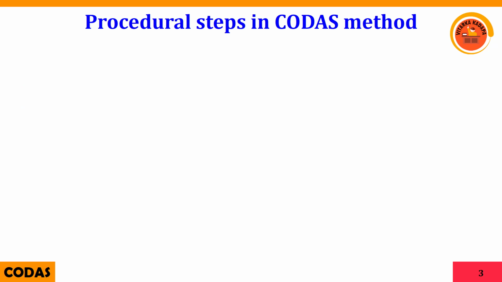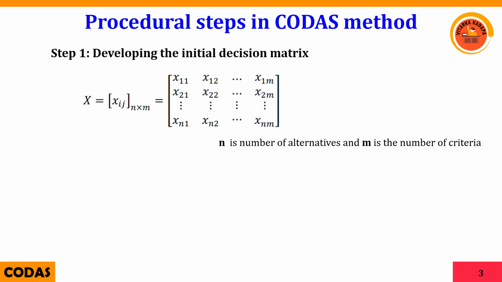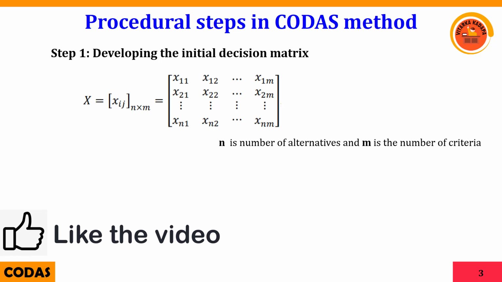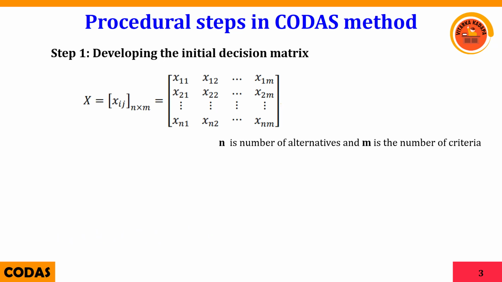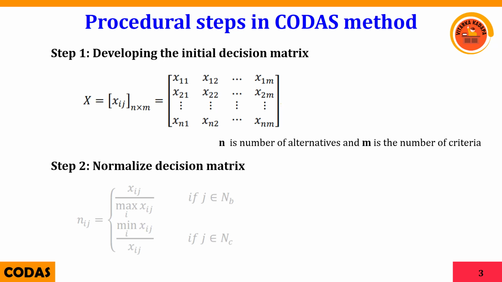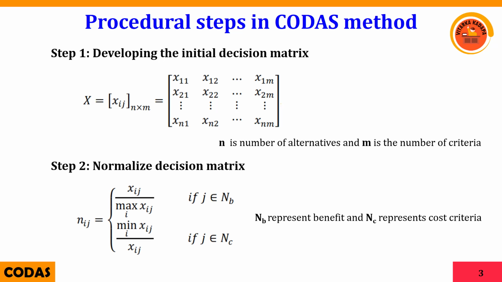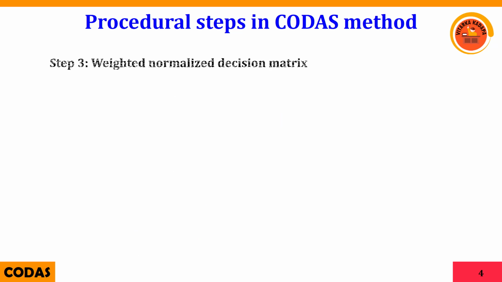So what are the procedural steps in the CODAS method? The first step is the development of the initial decision matrix, that is the payoff matrix, where we can see n alternatives and m criteria. Here I am following the n by m methodology. Next, the second step is normalization of the decision matrix using two very simple formulas, where NB represents the beneficial attributes and NC represents the non-beneficial, that is cost, criteria.